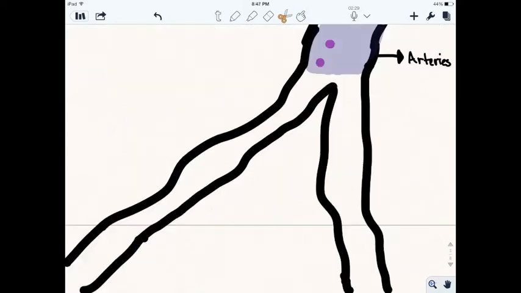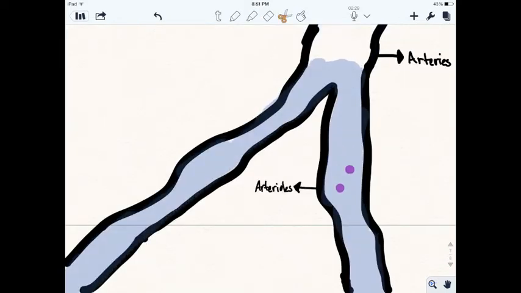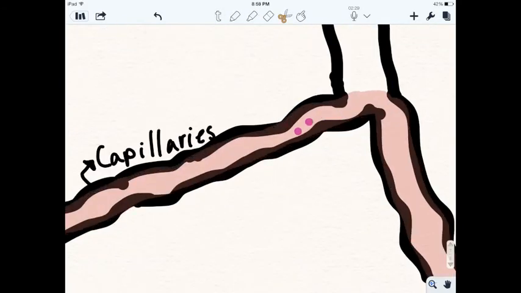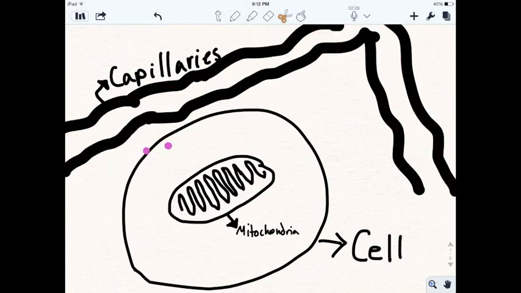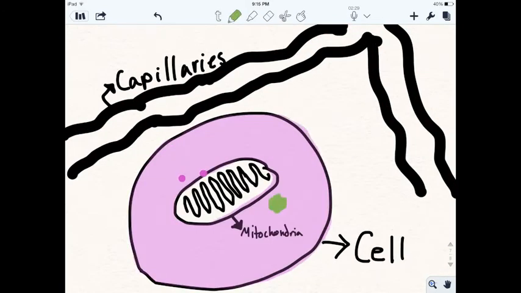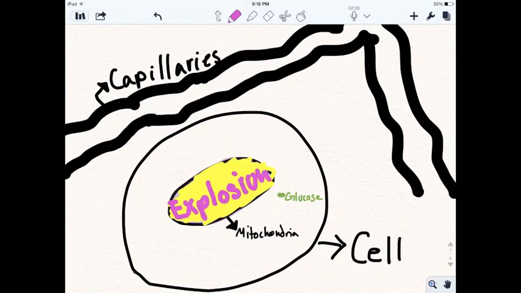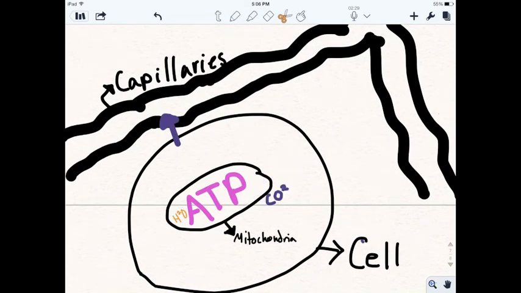These arteries then travel into the even smaller arterioles. These arterioles break up into capillaries and the oxygen is absorbed by the cell. While inside the cell, the glucose and the oxygen combine in the mitochondria to make ATP. In this process, water and carbon dioxide come out.